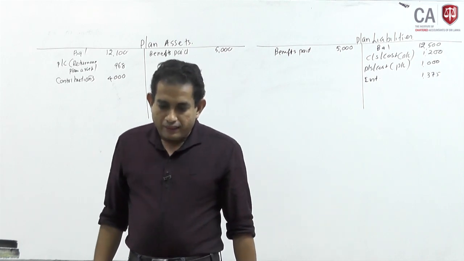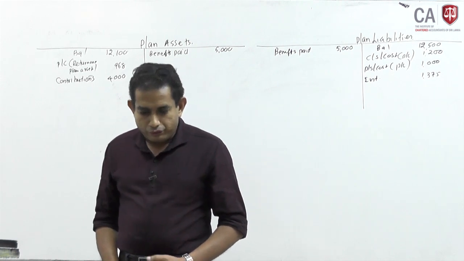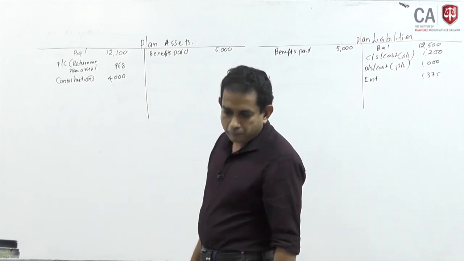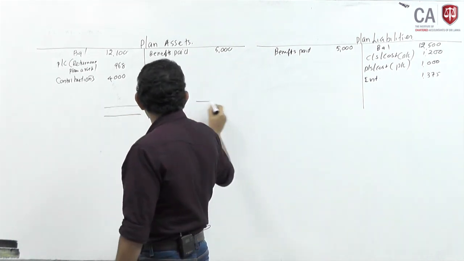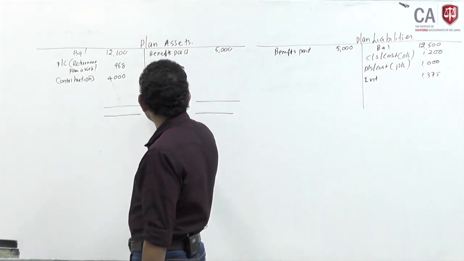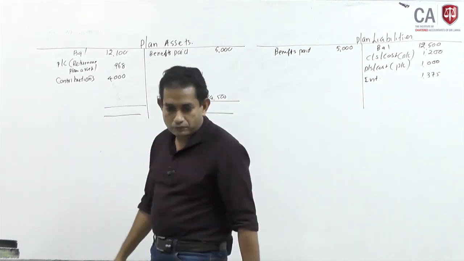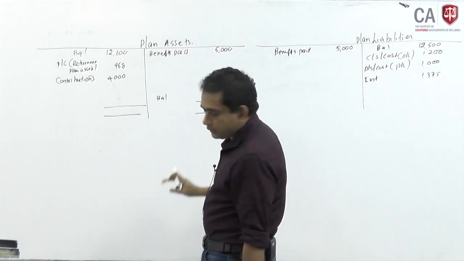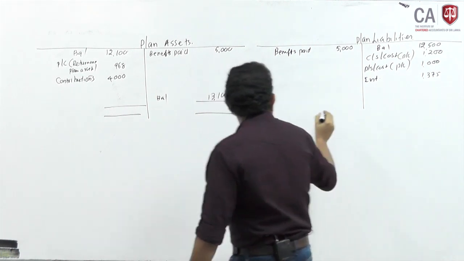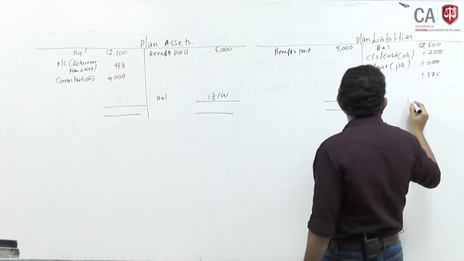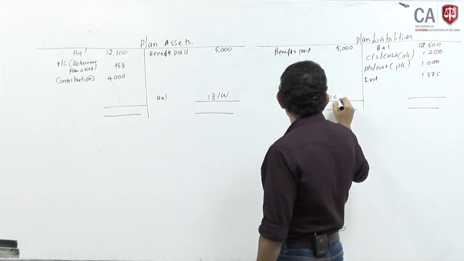Fair value of the plan assets and the present value of the pension liability as at 31st March 2020 were 13.1 million and 14.5 million. Closing balance. Plan assets, sorry, a mistake, 13,100, and the present value of the plan liabilities at the end of the year should be 14.5 million.